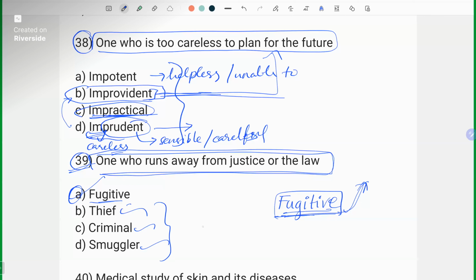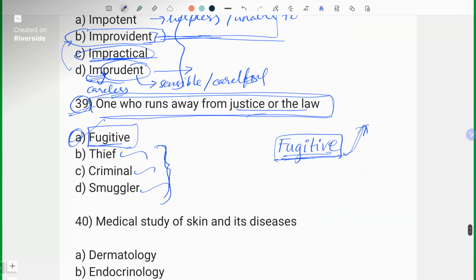All three run away from law and justice. So the odd one out is fugitive. One who runs away from justice and law aptly is fugitive. Thief, criminal, smuggler, they will also get caught, but all three three are on similar lines. So the one word we don't know is the odd one out. That will be the answer. That is also one way to answer.